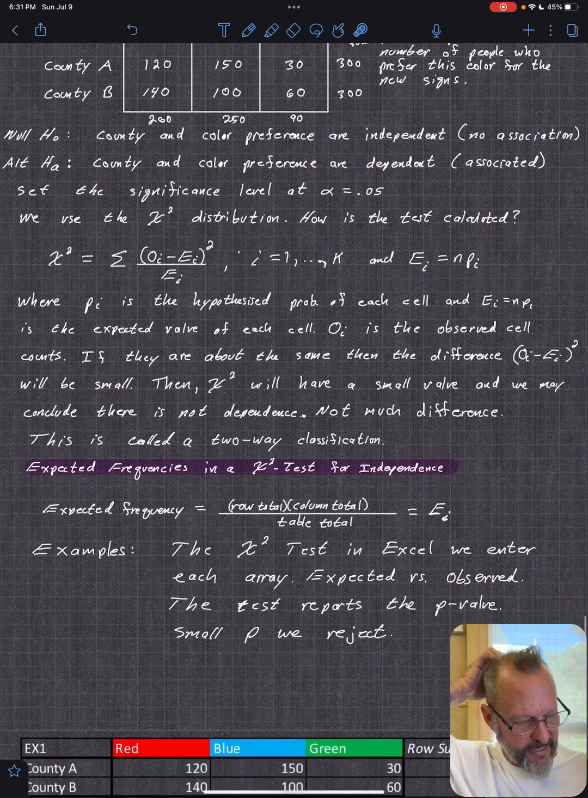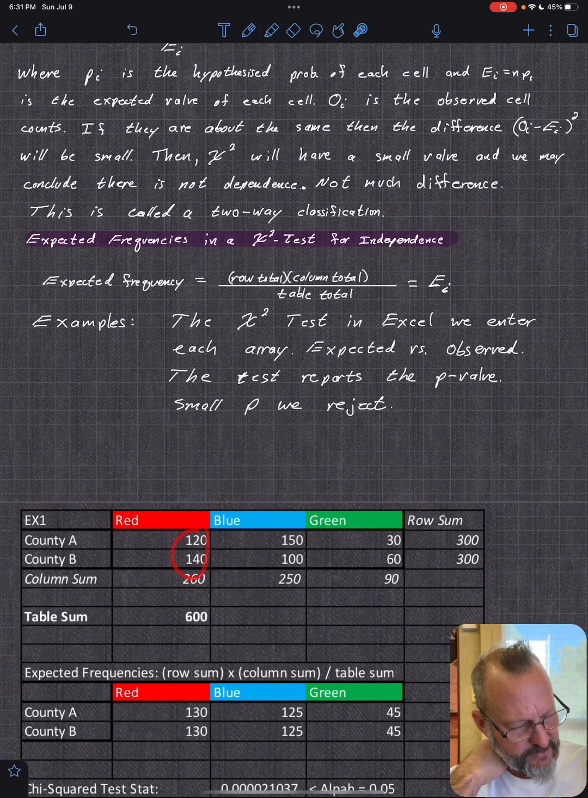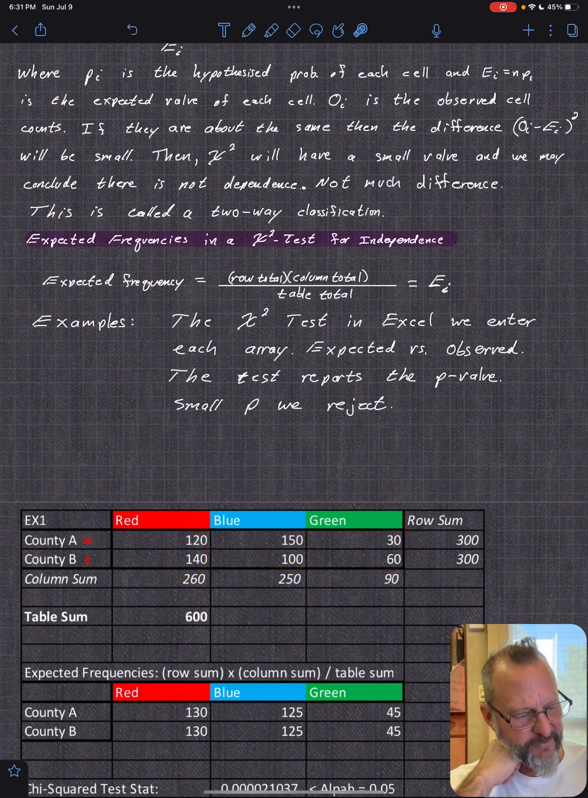And it turns out, yep, these are a lot different. There's enough difference in them that we can see each county has a different preference. If you look at it, this is 140 versus 150. That's the big deal there. And then this is a big deal here.